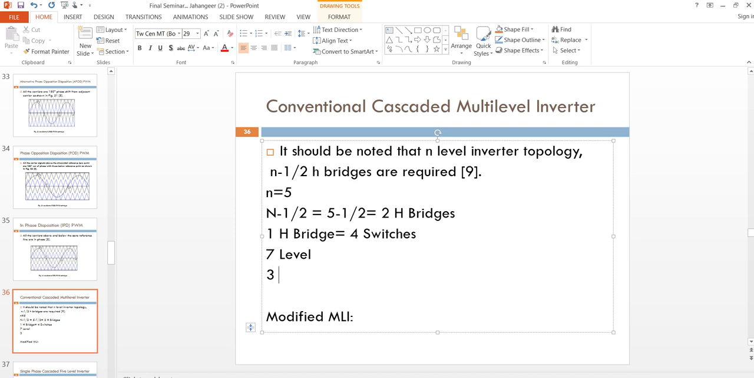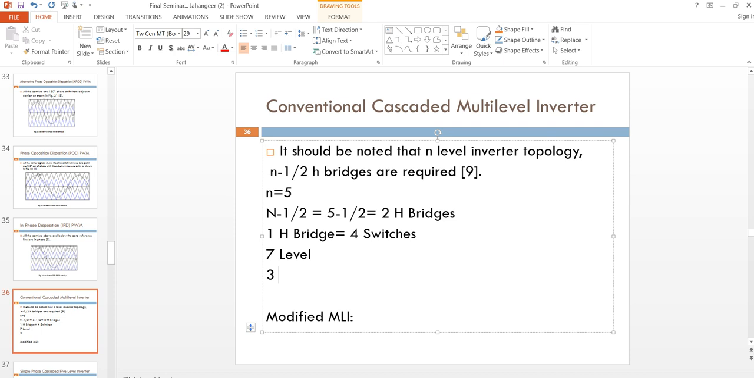One point should be noted here: as you are increasing the levels, your switching complexity is also increasing. This is the biggest disadvantage. For 9 level, you require 16 switches, 4 H bridges. Controlling 16 switches is not an easy task. A microcontroller may not be able to control 16 switches properly because of serial processing, so you will need some kind of robust controller, maybe an FPGA, to control 16 switches simultaneously.